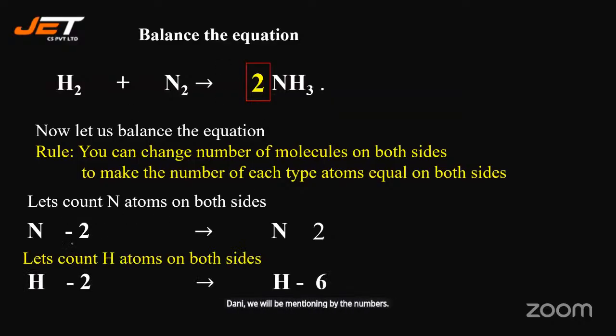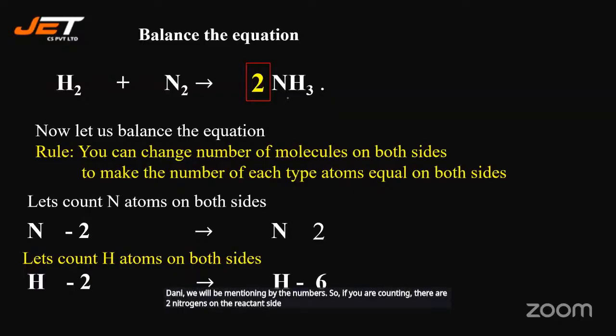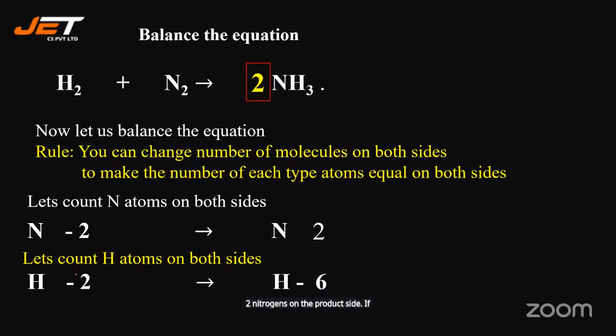So if you are counting, there are 2 nitrogens on the reactant side, and now if you are adding 2 nitrogens on the product side. If you are counting hydrogens, only 2 hydrogens are there on the reactant side and 6 hydrogens are there on the product side. ఎలాగ 6 వచ్చింది? ఎప్పుడైనా కూడా ఈ నెంబర్ ఆఫ్ ఆటమ్స్ ని హోల్ నెంబర్తో, అంటే మనం ఏదైతే మాలిక్యూల్ ముందర పెట్టామో ఆ నెంబర్తో మల్టిప్లై చేస్తే టోటల్ నెంబర్ ఆఫ్ దిస్ ఆటమ్ అనేది మనకు తెలుస్తుంది. సో 6 ఆటమ్స్ ఆఫ్ హైడ్రోజన్ ఉన్నాయి.